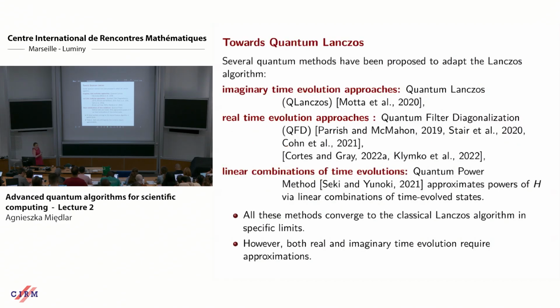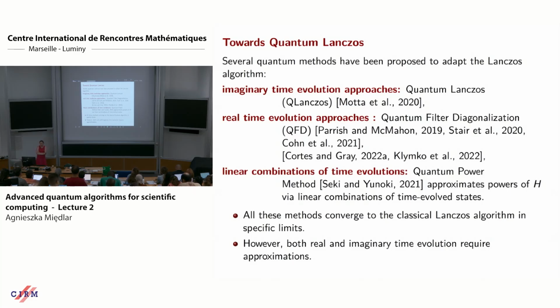So there were attempts toward what we now call the quantum Lanczos. Several quantum methods have been proposed to adapt the original Lanczos algorithm. Imaginary time evolution, I mean, we could spend weeks of lectures on it, a super interesting idea. Real-time evolution: Q-Lanczos was introduced within the same group at IBM. Then real-time evolution approaches using what is called quantum filter diagonalization. Here are the references if you want to take a look.